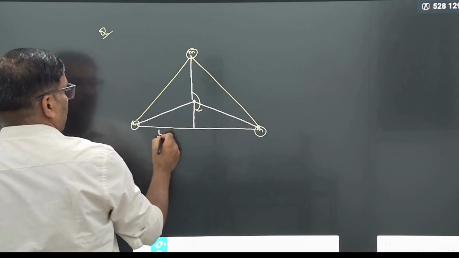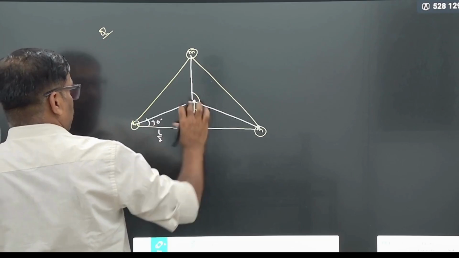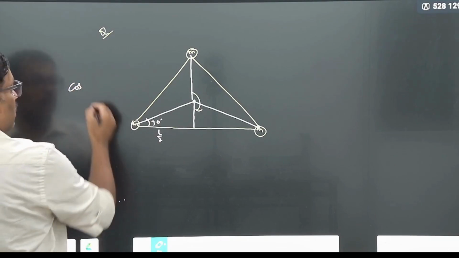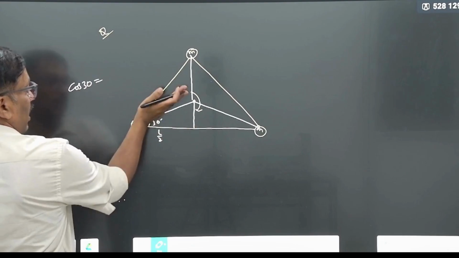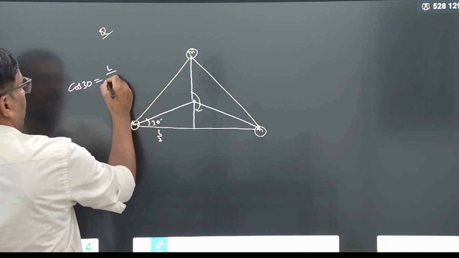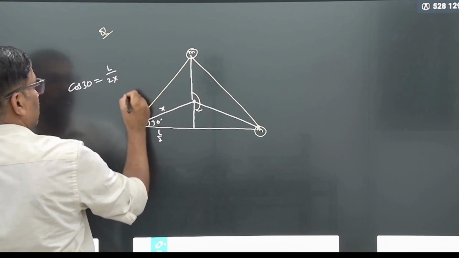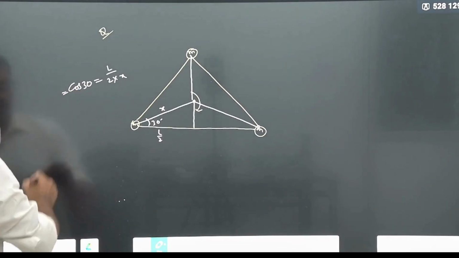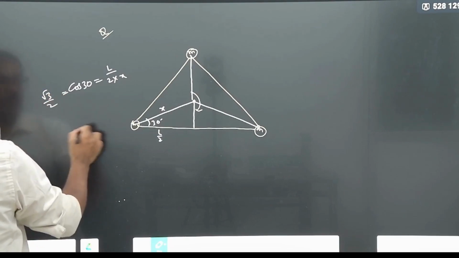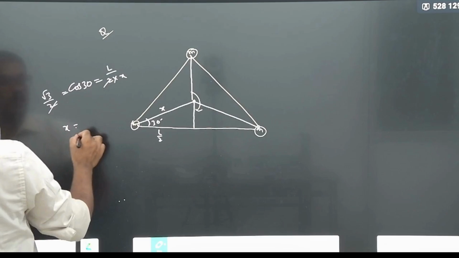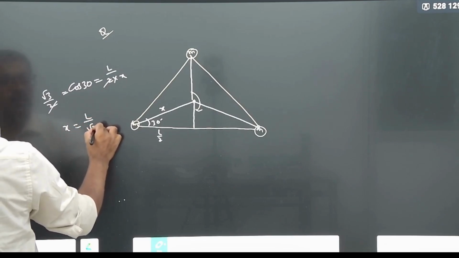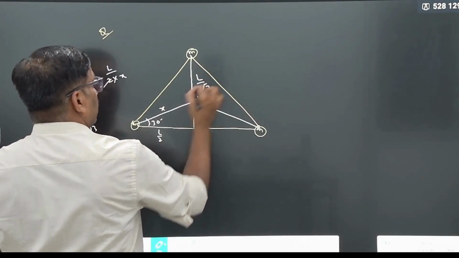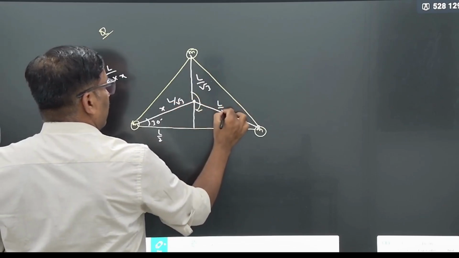Or you can write down this is L by 2. This is your 30 degrees. So this distance we want to calculate. This is your adjacent side. You know that cos 30 is adjacent side by hypotenuse. So the adjacent side is L by 2, and this is your x. Cos 30 is root 3 by 2. Therefore the 2 cancels, and x is equal to L by root 3. This distance is L by root 3.